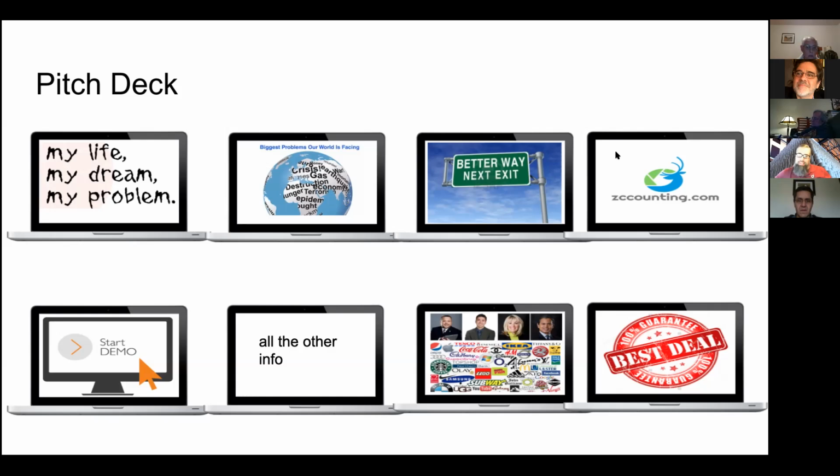So what I realized, and this is slide 3, is there has to be a better way for entrepreneurs to put together their financials and get funded better. And that way is Zcounting. Here's a demo of how Zcounting works. Here's all the other information about your competitors, your traction, and financials.